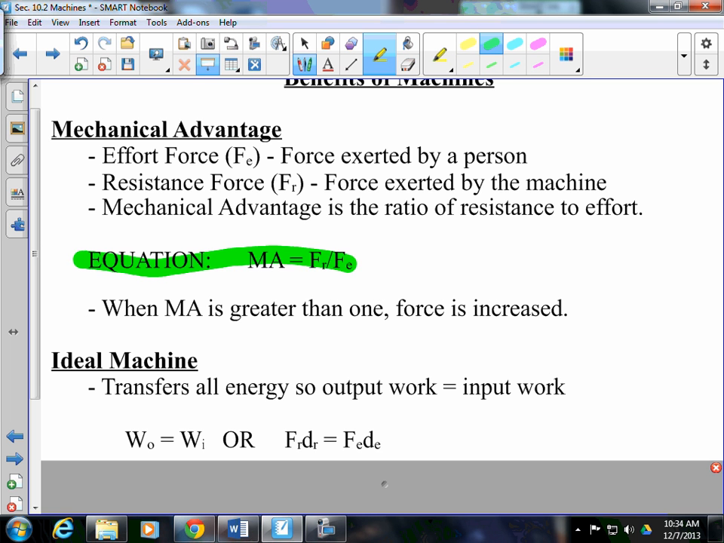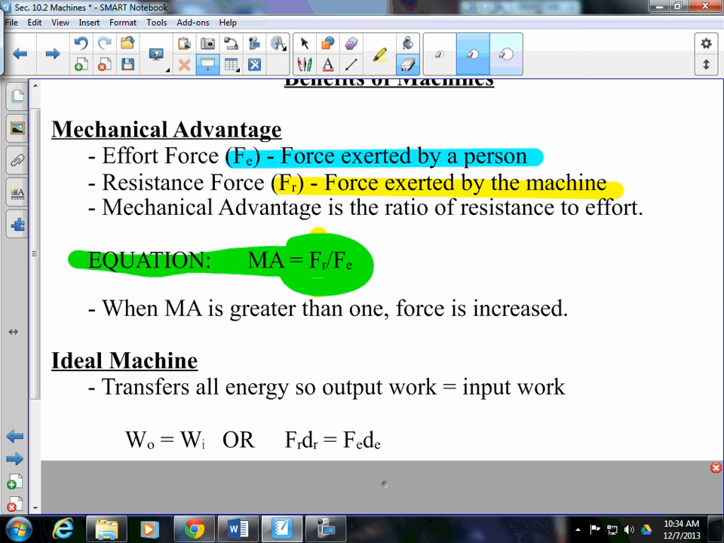What is Fr? Fr is the force of resistance. The force of resistance is the force done by the machine, divided by the force of effort. What is the force of effort? What do you think effort is? Effort is the force done by you. So when we take force of resistance divided by force of effort, we are taking the force of the machine and dividing it by the force of effort, which is what you've done.